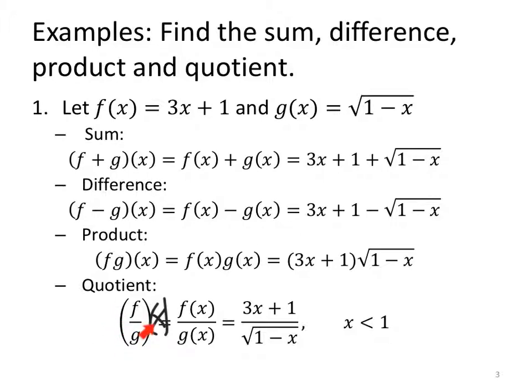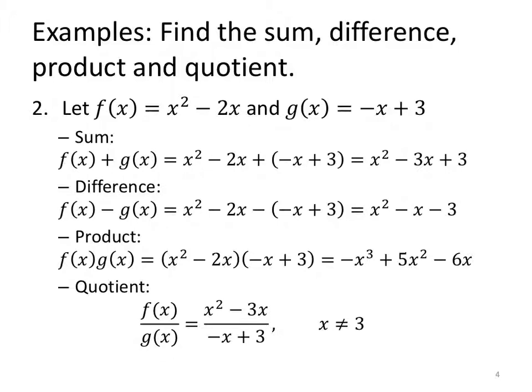F divided by g at x is equal to f of x over g of x, which is 3x plus 1 over the square root of 1 minus x. Now it is important in this case to label a domain. X has to be less than 1. If x is equal to 1, we'll have a 0 denominator. So we restrict the domain of our radical function even more than it would have been in general.